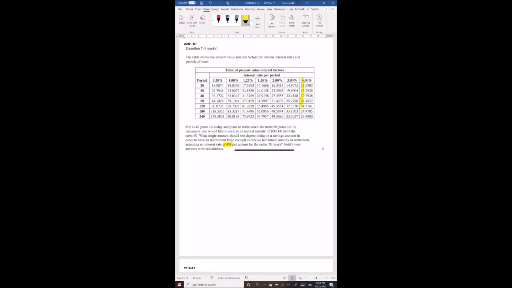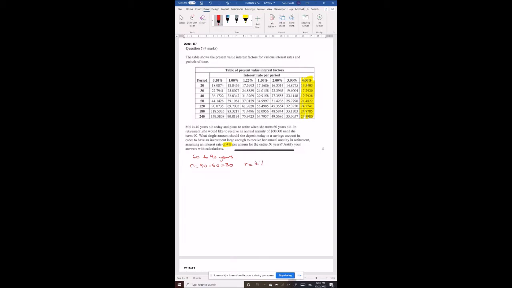So we're going to only be focusing on this part of our table here. Okay, so for this one here, we are going to need to do a couple of steps. Our first step is to work out how much money she's going to need into her retirement. So we're looking at from 60 to 90 years. Okay, so the number of time periods is 90 minus 60, which gives us 30. Our rate is 4%.